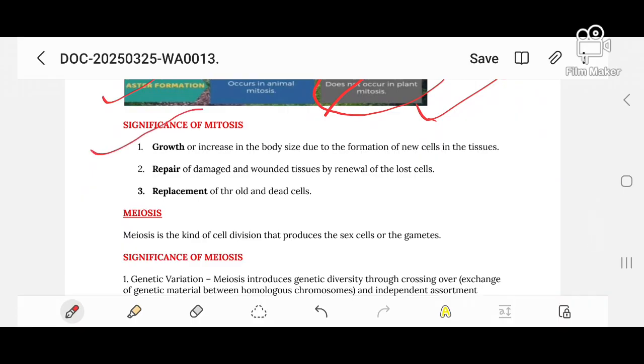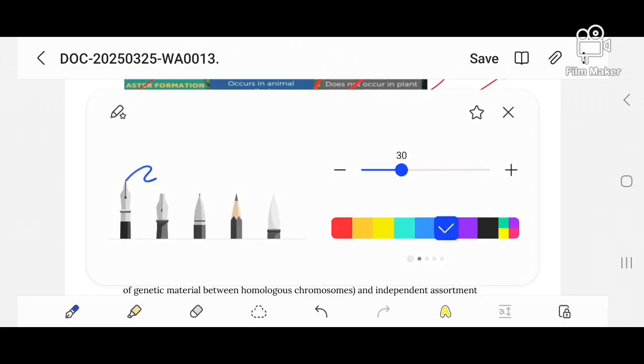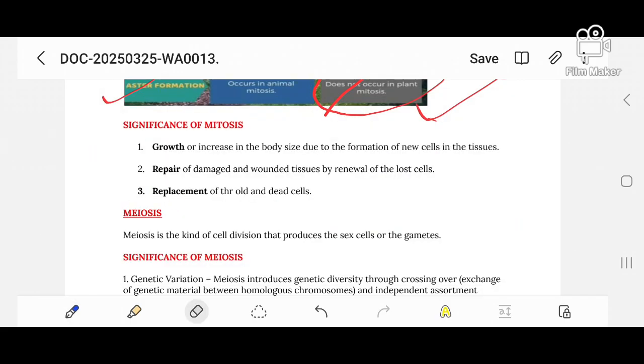Significance of mitosis: growth, repair, and replacement. There is a growth or increase in the body size due to the formation of new cells, because new cells form in tissues. So there is growth, repair. If there are some tissues which get damaged or wounded, they get repaired by the new cells, and the cells which get older or are dead cells, they are of no use, they get replaced by the new cells. Okay.